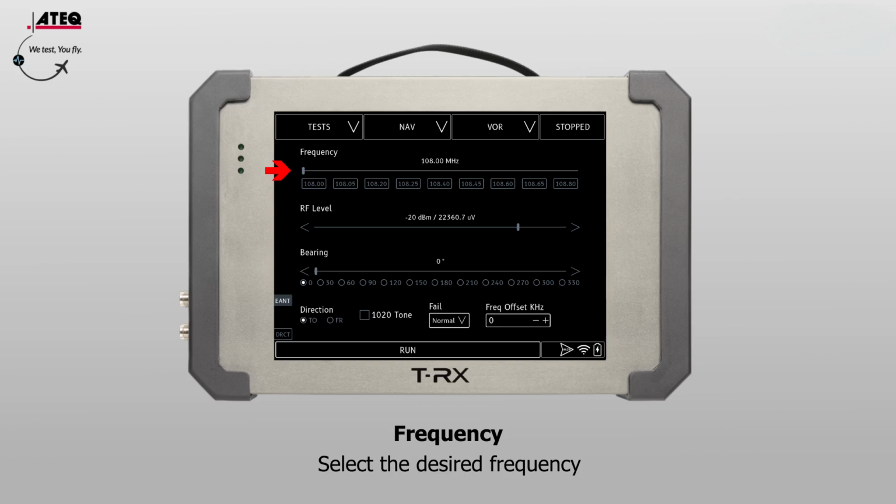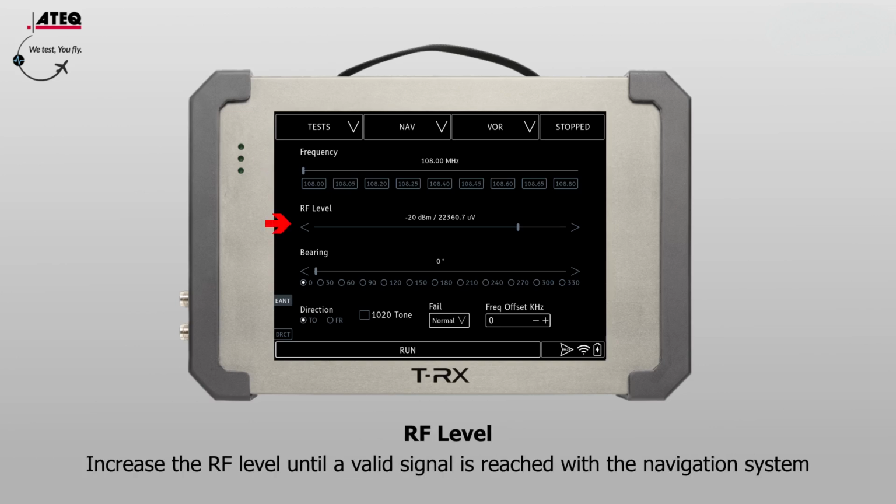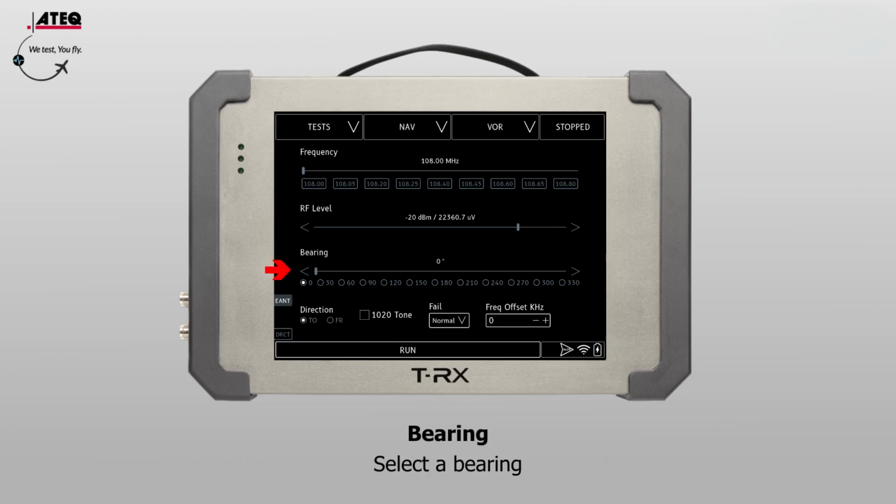Select the desired frequency. Increase the RF level until a valid signal is reached with the navigation system. Select a bearing. Set the direction to either to or from. And turn the 10-20 Hz tone on or off.